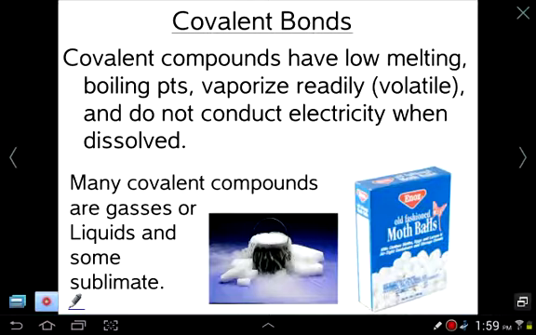Covalent compounds also vaporize readily, and this is again due to the fact that they have, as you'll see, weak bonds between them. For the same reason why they'll melt low, and they do not conduct electricity when dissolved in water. Some of these compounds, or many of them, will sublimate. A good number of them, not many, but a good number of them.